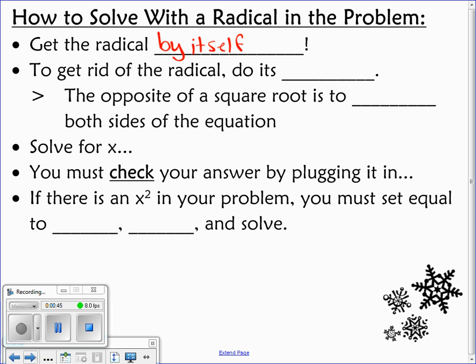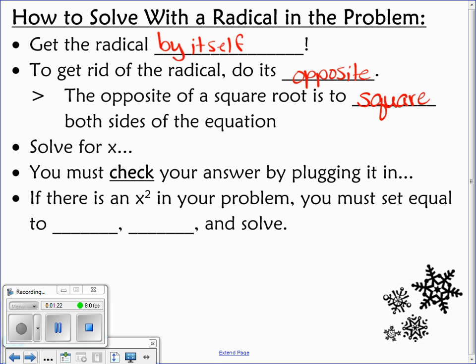To get rid of the radical, do its opposite. For example, the opposite of a square root is to square both sides. You obviously wouldn't cube both sides, right? Square both sides of the equation. Then you will solve for x, just like any other normal equation. You must check your answer by plugging it in, because you could have extraneous solutions. We've dealt with those before.